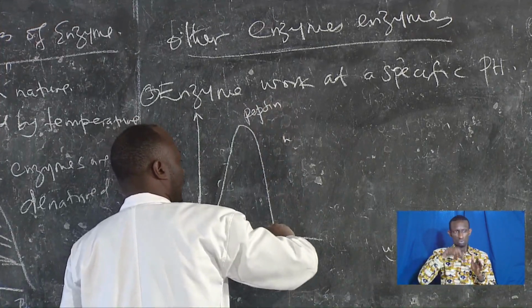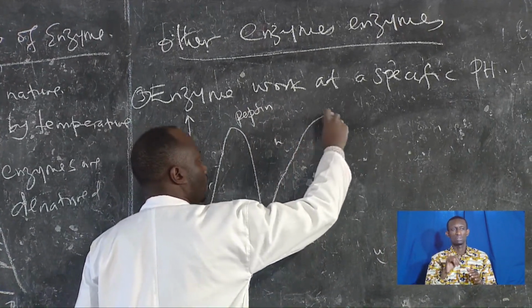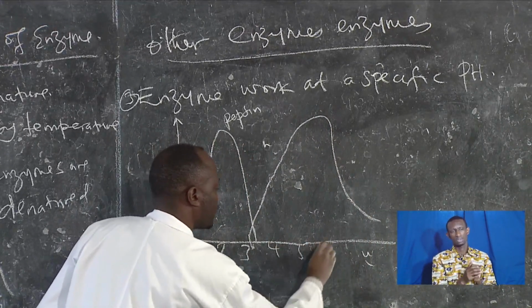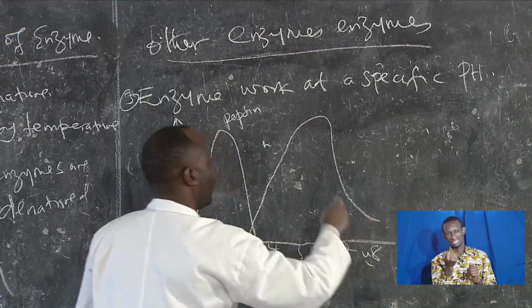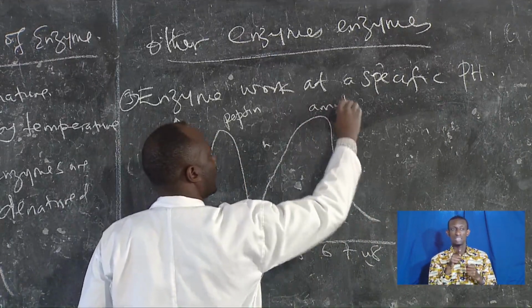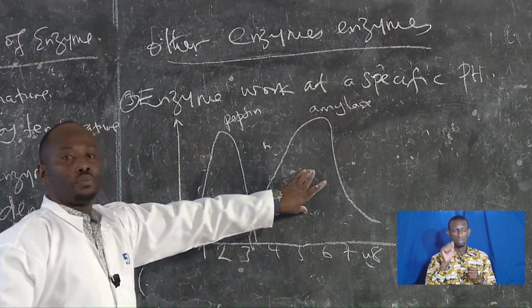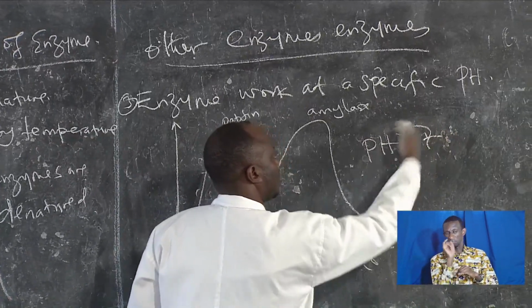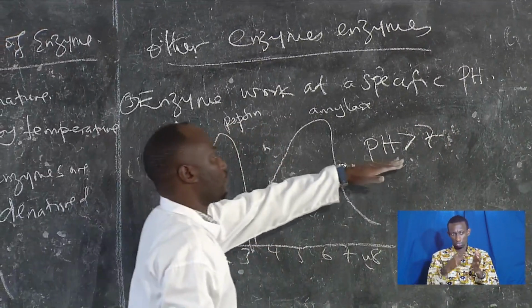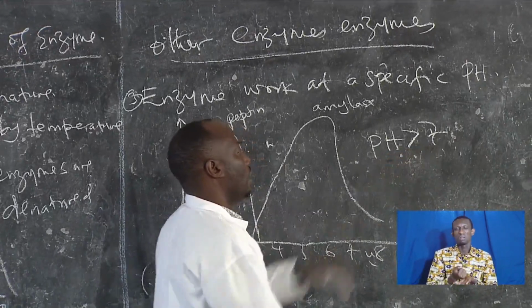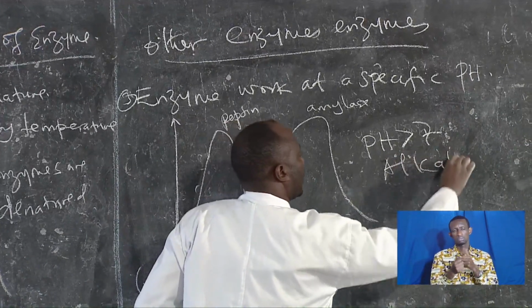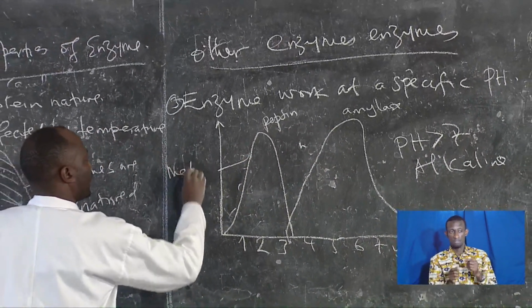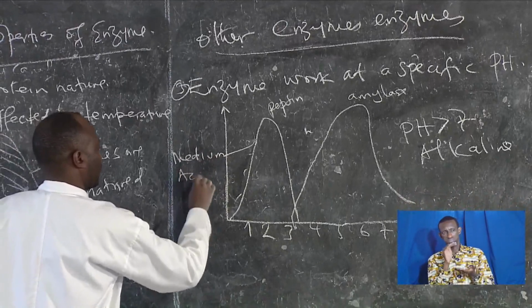But if I have an enzyme like amylase, it can perform its function from about 4, 5, 6, 7, 8, and above. An enzyme like amylase can perform its function when the pH is greater than 7. If I say greater than 7, it means that it performs its function efficiently when the environment is alkaline. But pepsin performs its function efficiently when the medium is acidic.